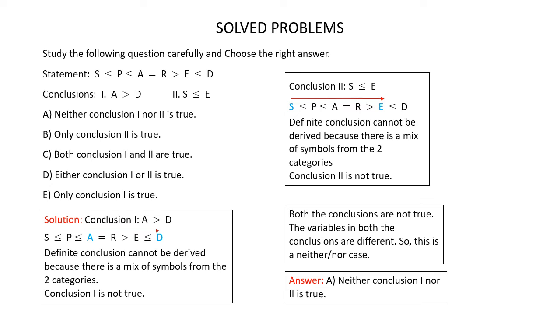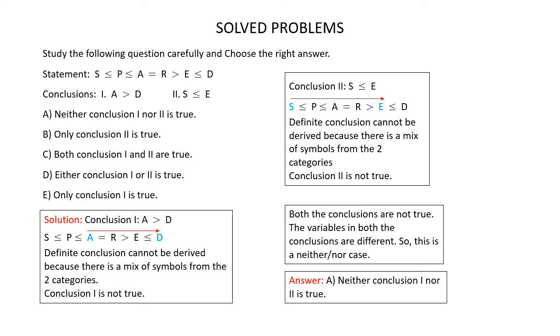When you move in the forward direction from S to E, you get the symbols less than or equal to, and greater than. So clearly you can see that the symbol less than or equal to belongs to category 2 and the symbol greater than belongs to category 1. So there is a mix of symbols here. So a definite conclusion cannot be derived between S and E because there is a mix of symbols from the two categories. Now, since a definite conclusion cannot be derived between S and E, conclusion 2 is not true.